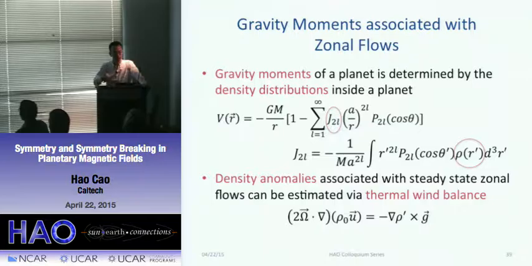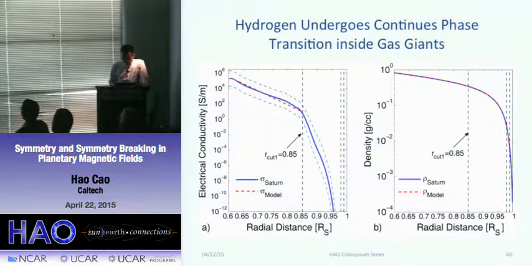And if the zonal flow actually goes deep, the gravity moments will actually level off. Those are different calculations, but as long as the wind goes to a certain depth, say 10% of the planet radius, it will actually produce gravity signals that you can see.